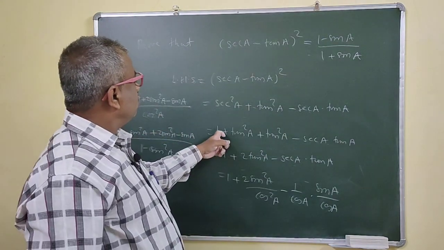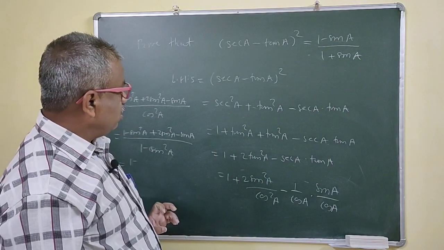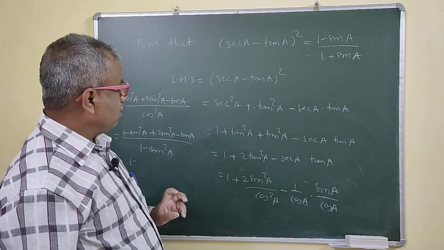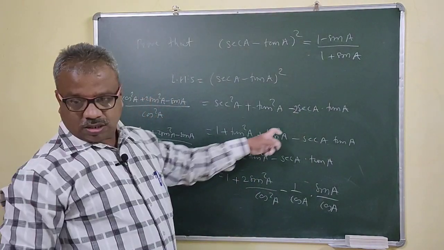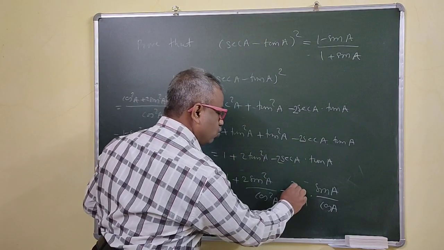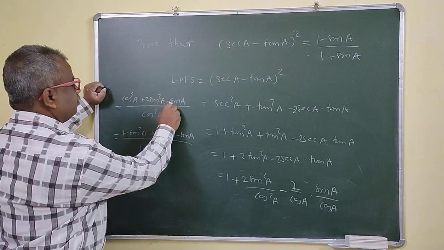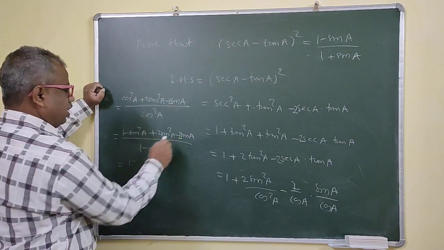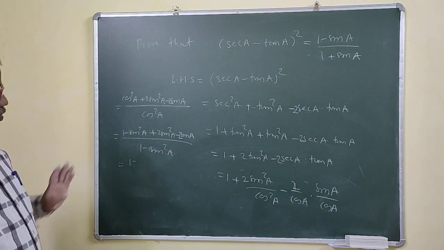Sec square A is what? 1 plus tan square A, 2 tan square A, sec A minus tan A. Here you have to write 2 now, right? So this is 2, then this is what? 2 sin A, right? Just we forget that 2. Just write 2 only. Okay.